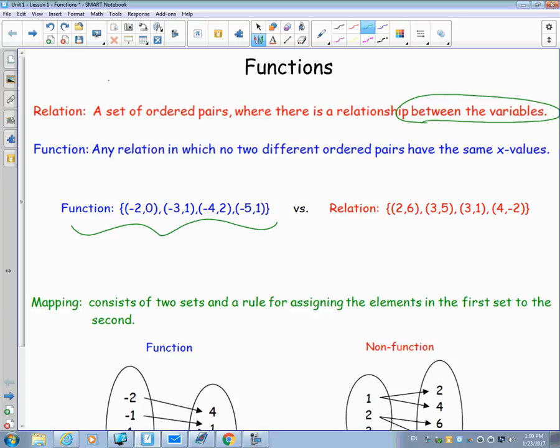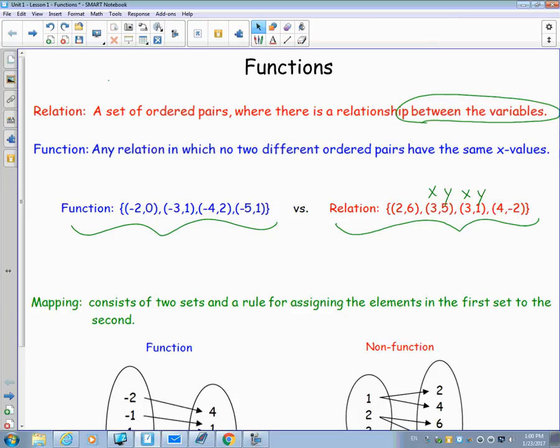The red one is a relation because sometimes when we put x as 3 in, we get a y value of 5. Other times we put x as 3 in, we get a y value of 1. So this is considered a relation because yes, there's some connection between these numbers, but I can't put in the same x and get different y's. 1 x, 1 y, that's all we can have.